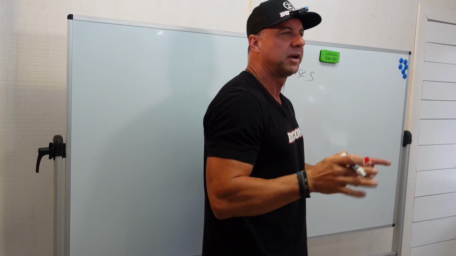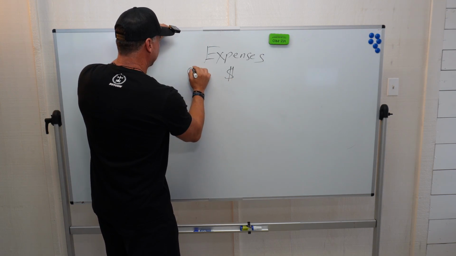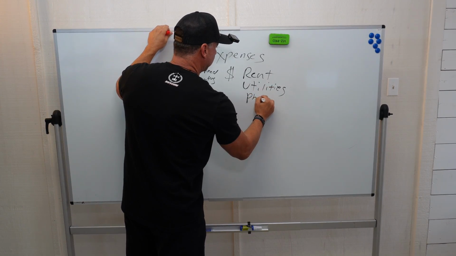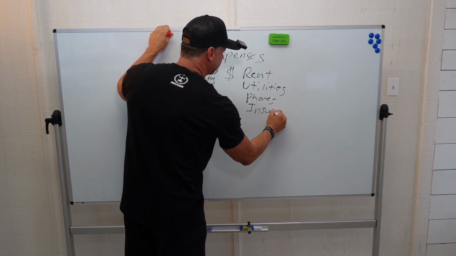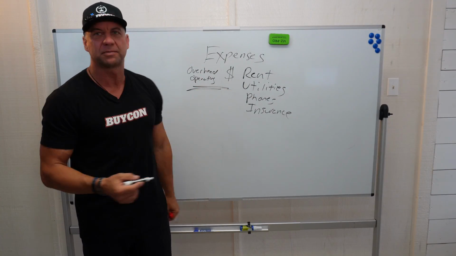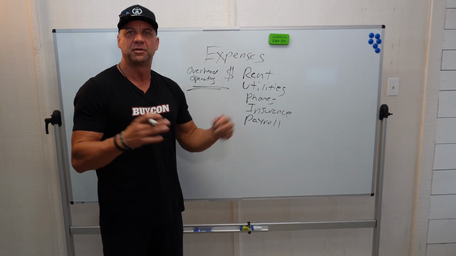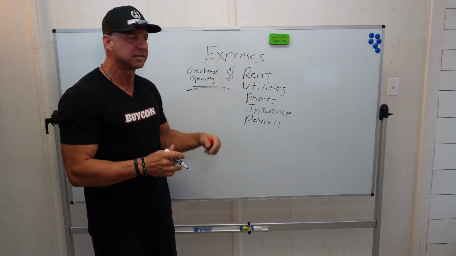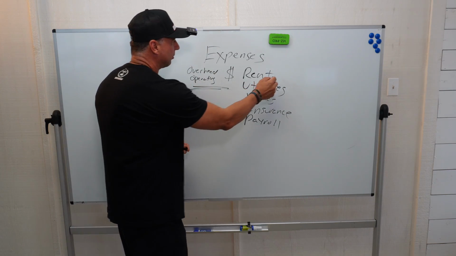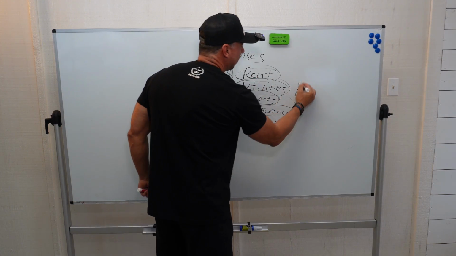Expenses. So when we're talking about expenses, we're talking about overhead, operating expenses, okay? So this is going to be rent, utilities, phones, insurance, okay? This is like your overhead and your operating expenses, payroll if you have payroll. So overhead, like what I consider fixed overhead, is what are the things that are going to be there every month no matter what, okay?